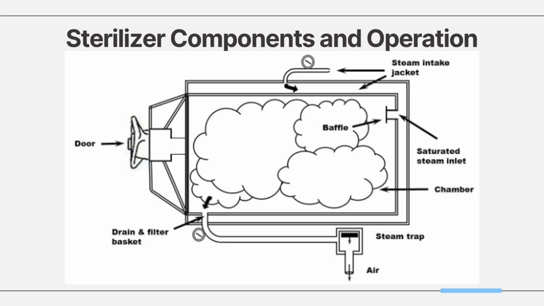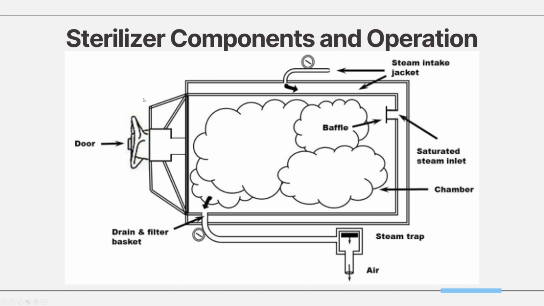Now we're going to be looking at sterilizer components and operations. So I think it's important for you guys to come back to this slide every now and then to see how it works. So we have what we call a jacket, and there's a baffle here, which is basically just a metal plate, and then the steam inlet. So steam inlet usually goes out from the top here and then spreads around slowly.